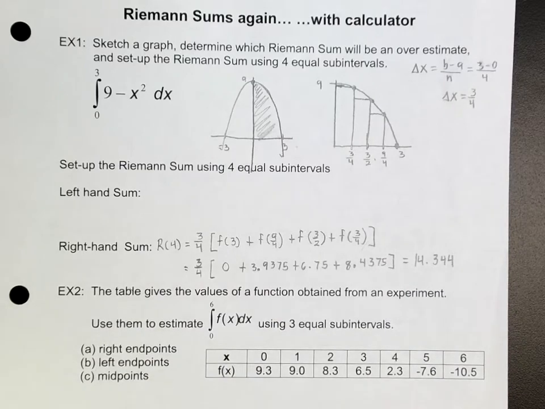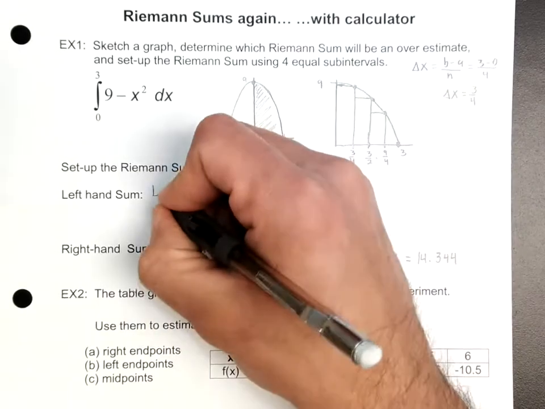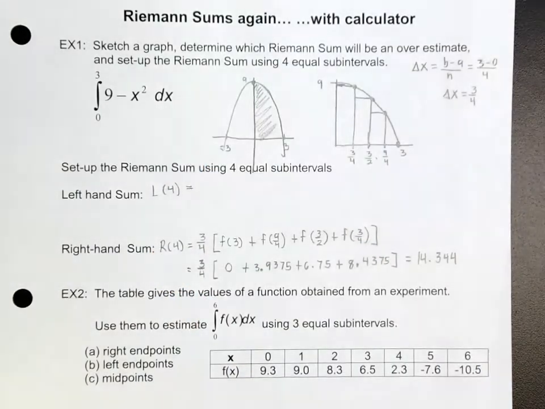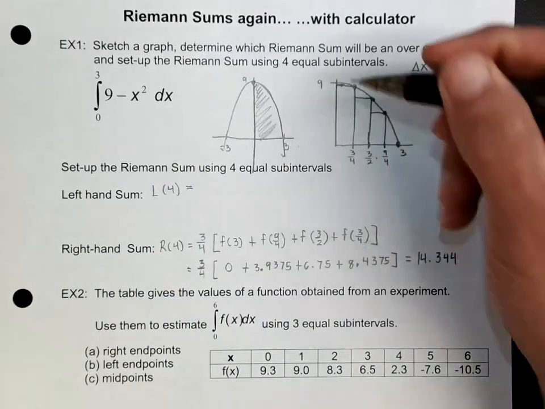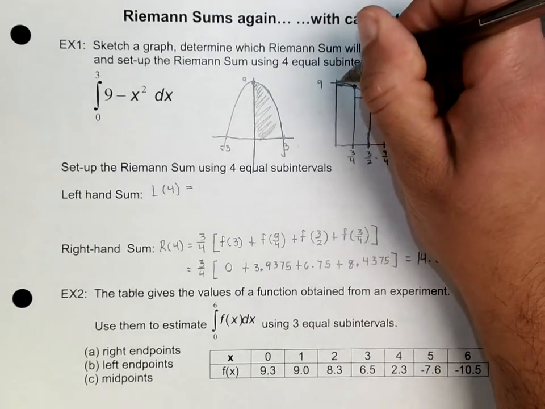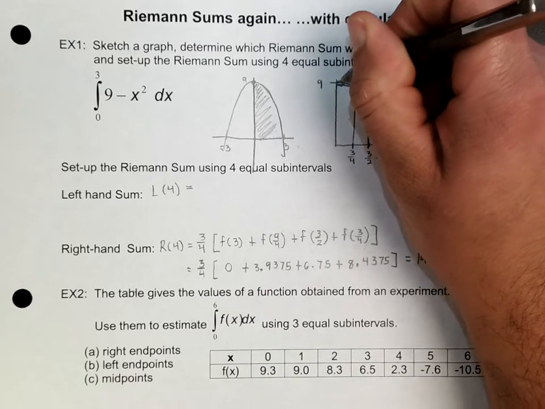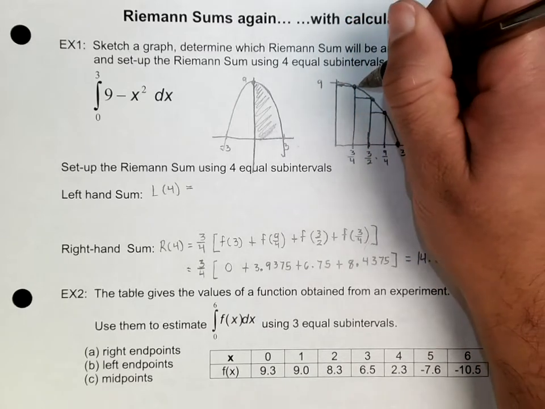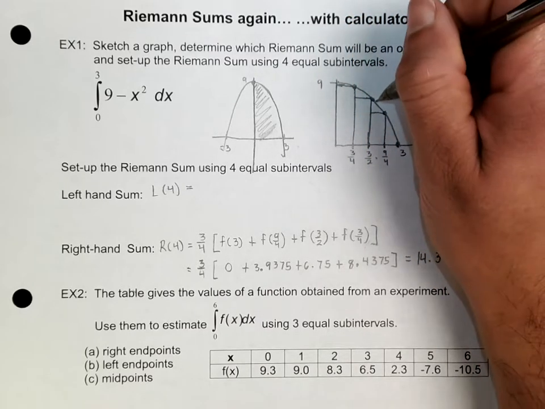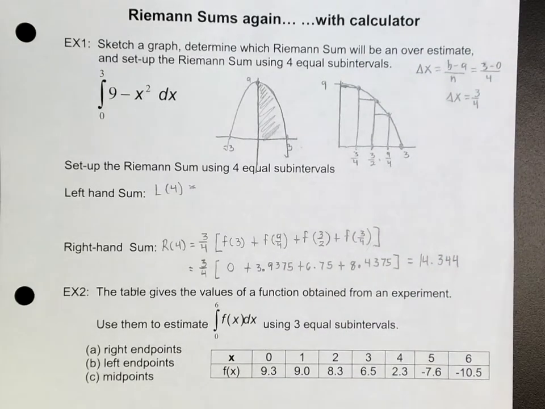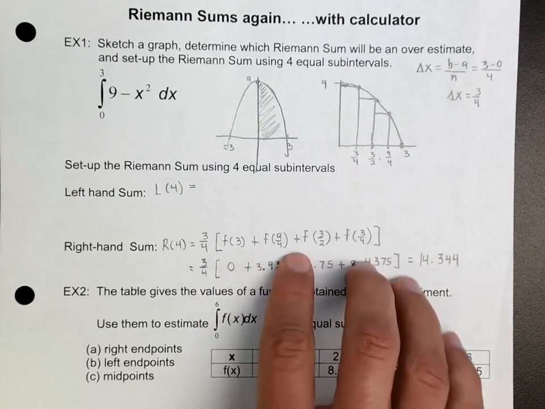Okay, now to do the left-hand sum, you're going to do exactly the same thing that I did here, and as a matter of fact, some of the values are exactly the same. I'm not going to draw it, but basically this is going to be your first number, f of 0. You're going to start at f of 0, f of 3/4, f of 3/2, f of 9/4, and so on. I hope you can see a pattern by now.